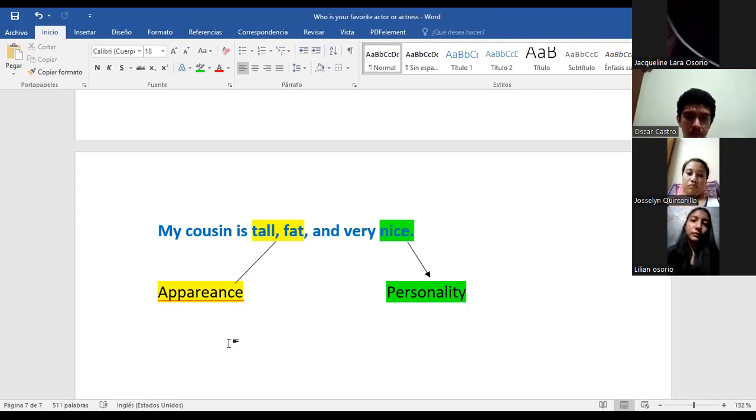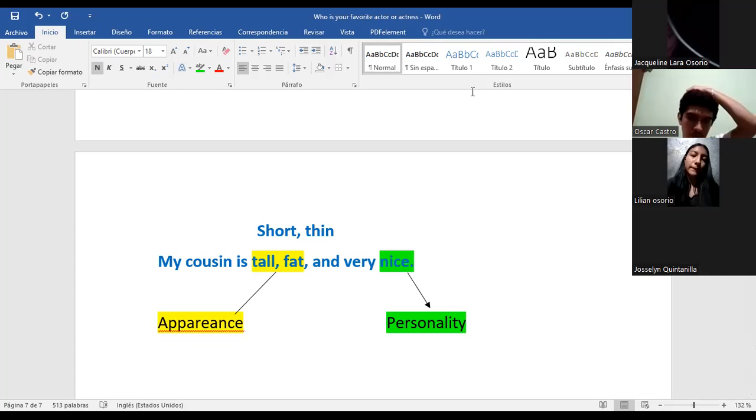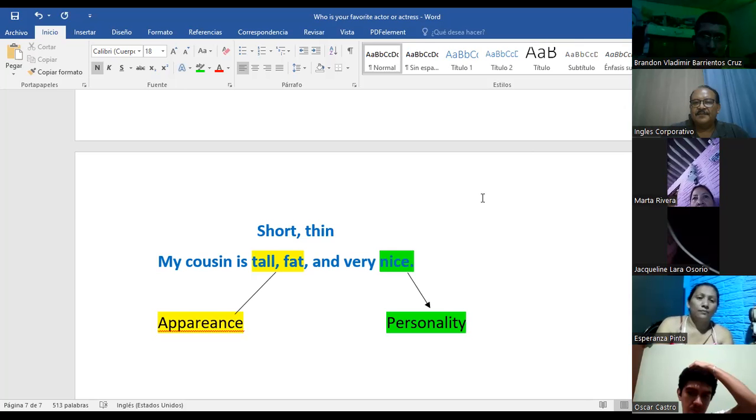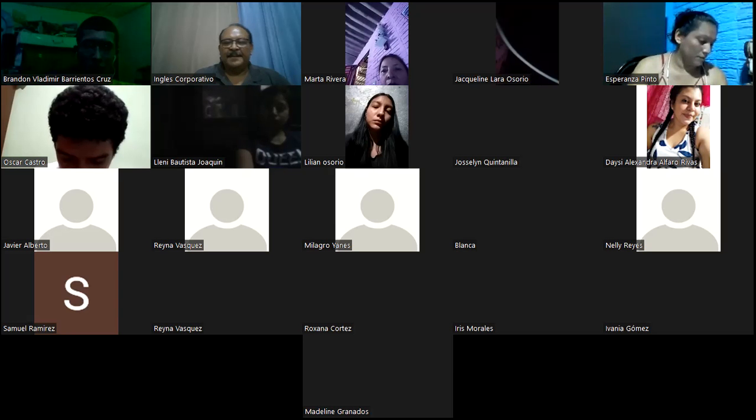¿Qué otra podrían decir de un primo que sea diferente? Could be, for example, short. Puede ser bajito y delgado. Okay. Good. Now, ¿quién quiere describir a alguien de su familia? O un amigo, un primo, vecino, vecina, whatever you want. Okay, volunteers.